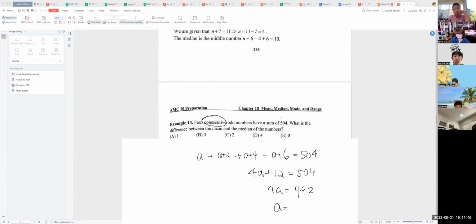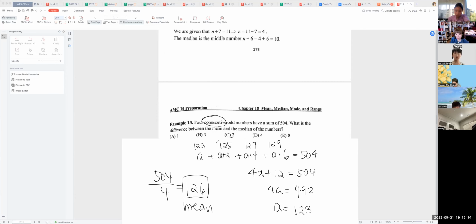Correct? So A equals what? Equals 123. So it's 123, 125, 127, and 129. What is the difference between the mean and the median? So 504 divided by 4 equals what? Equals 126. That is the mean. And what is the median? 125 plus 127 divided by 2 also equals 126. So the difference will be E.